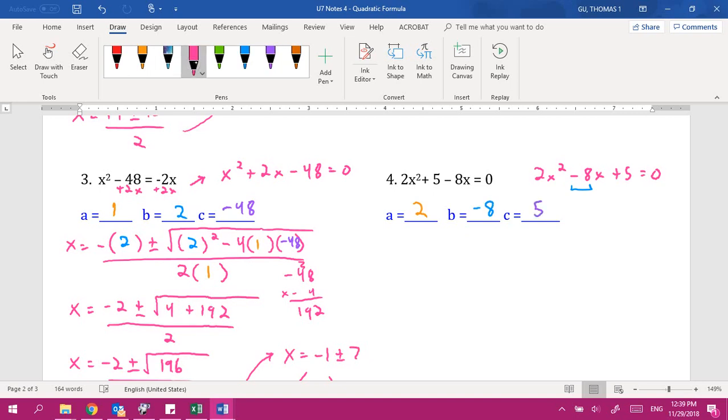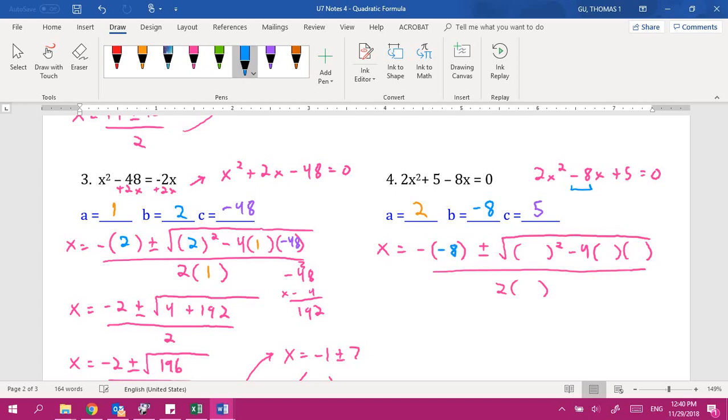So I'm going to write the formula out again. X equals negative b plus or minus the square root of b squared minus 4 times a times c, all over 2a. So let's fill in these parentheses. What goes in the very first parentheses? What goes in the second one? What goes in this parentheses after the 4? And what goes in this third parentheses right there? And then what goes in the bottom? 2. Right, it's the A, which is 2.